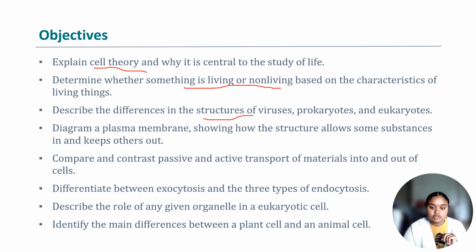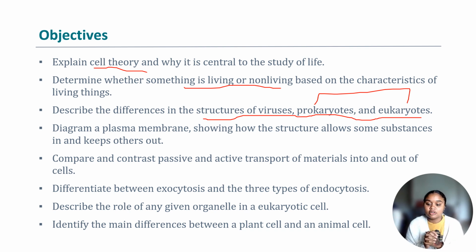The difference between structures of viruses, prokaryotes, eukaryotes. Again, prokaryotes are unicellular, have circular DNA. Eukaryotes are multicellular with linear DNA. Viruses are non-living. Prokaryotes and eukaryotes, like your bacteria, are your prokaryotes. Your plant and animal cells that are your eukaryotes, those are living. And then viruses, of course, are non-living.